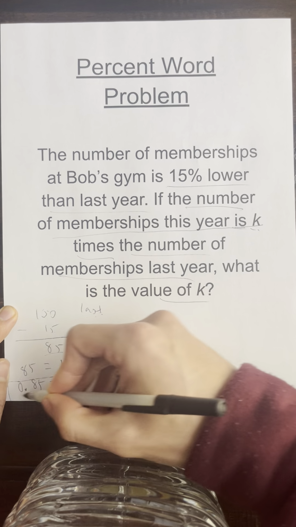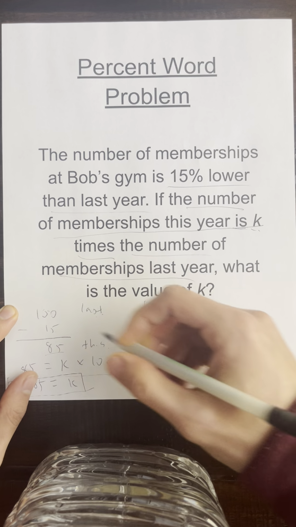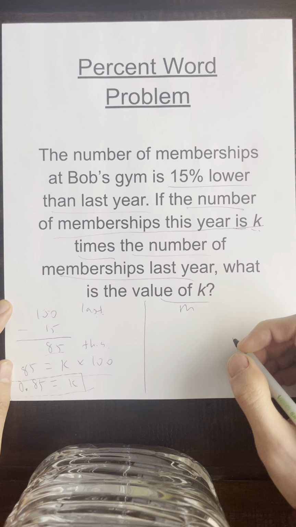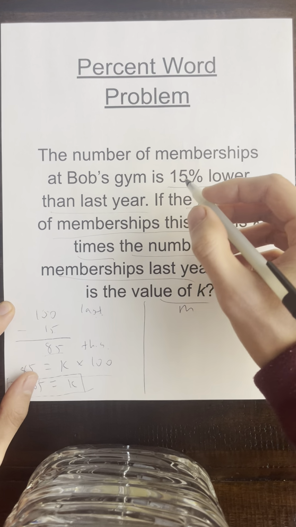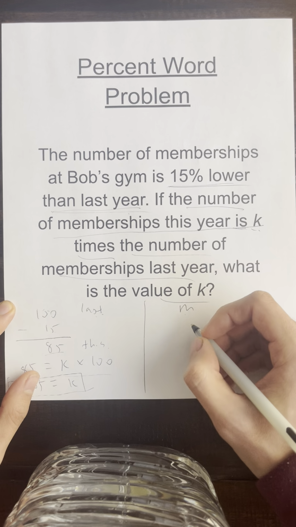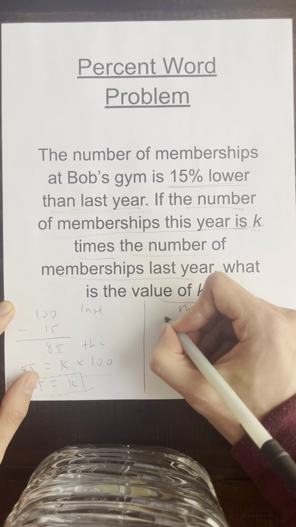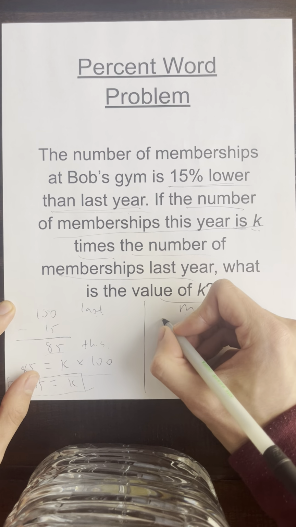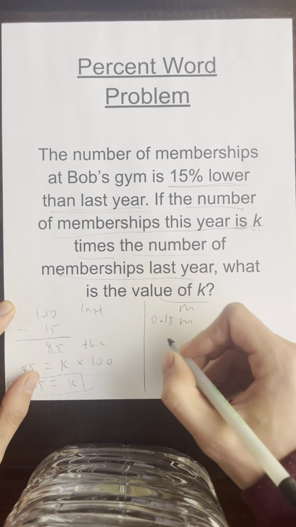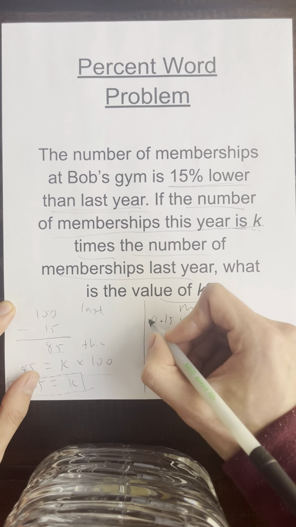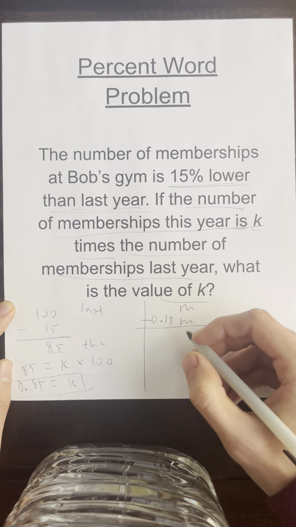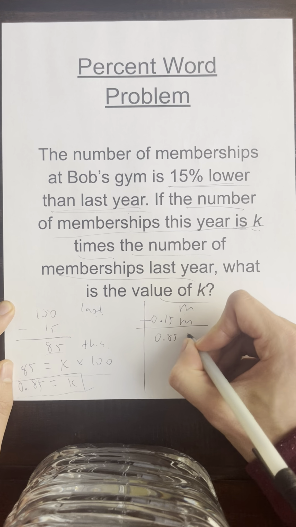This is your answer. However, what if we didn't start out with 100? Let's say we started out with M memberships. So the number of memberships this year is 15% lower than last year. So what's 15% of M? Well, 15%, to convert from percent to decimal, you just stick a decimal point from the second to last digit. So it would be 0.15 M. And the number of memberships this year, you just subtract these because it's 15% lower. So you get 0.85 M.